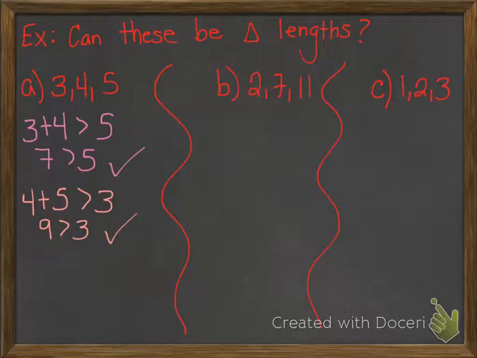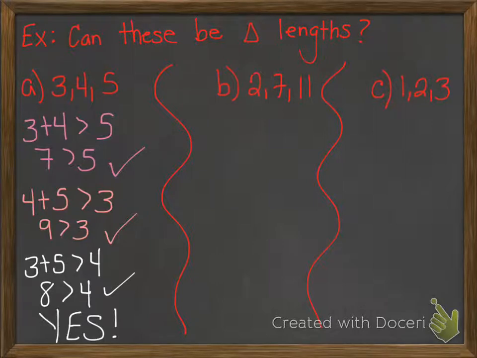Now I have one more set. I know 3 and 5 must be bigger than 4. So 3 plus 5 is 8, which is bigger than 4. So I do have a triangle. All right, easy enough. If they're not strictly greater than, then I don't have a triangle. So let's see what happens with B and C.